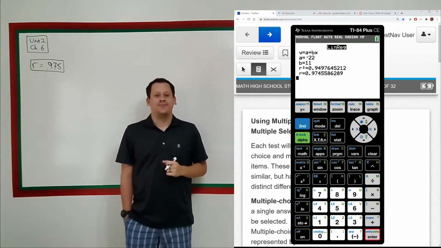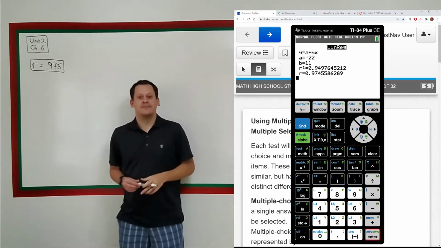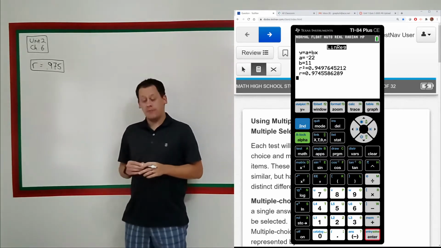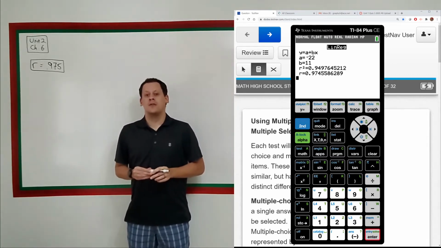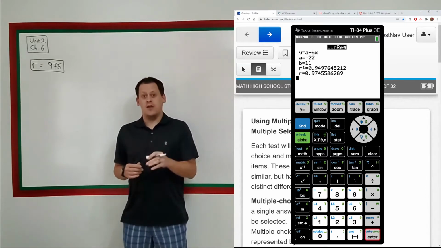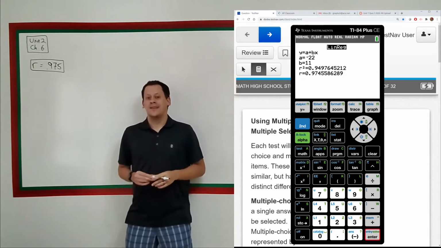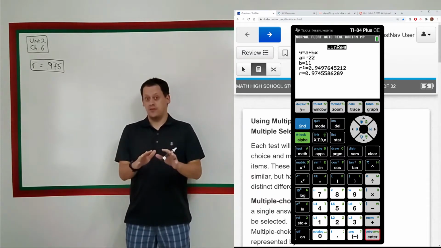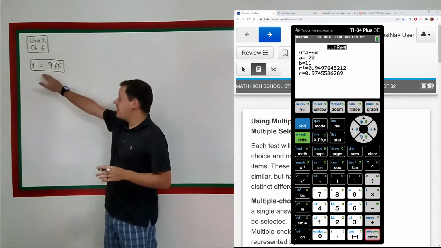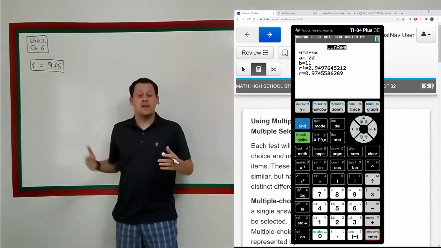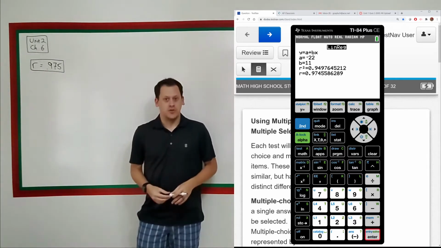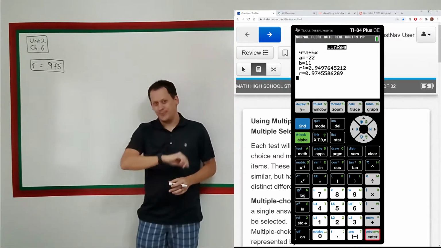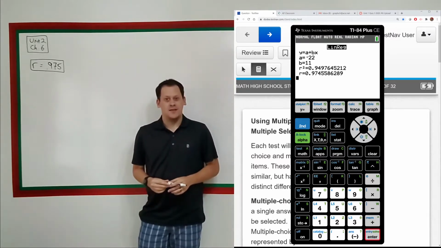What does that mean for our data set? Does that mean there is a strong positive relationship that's linear between x and y? I didn't give you any context on those variables, I just gave you the values. But based on this value of R, this is really close to 1. Does that mean there's a strong positive linear relationship between the two variables? No, it doesn't.